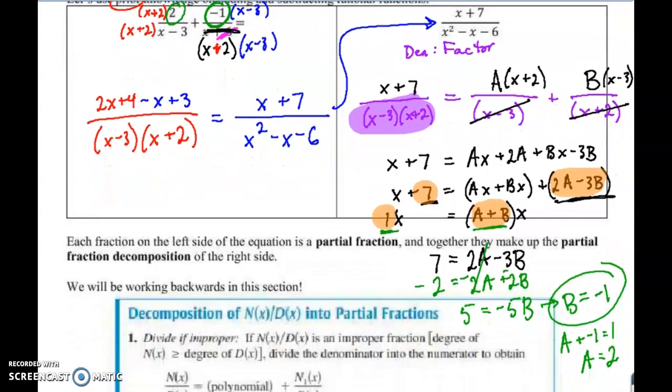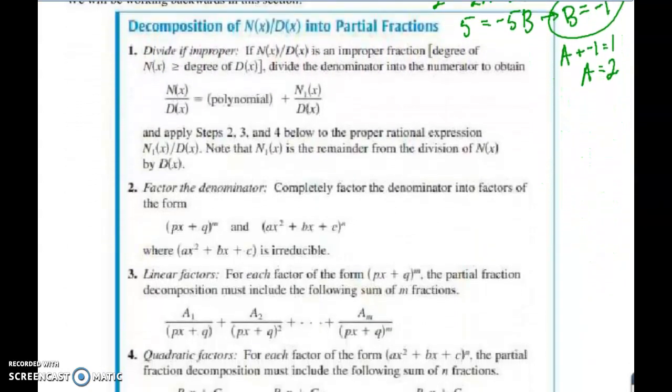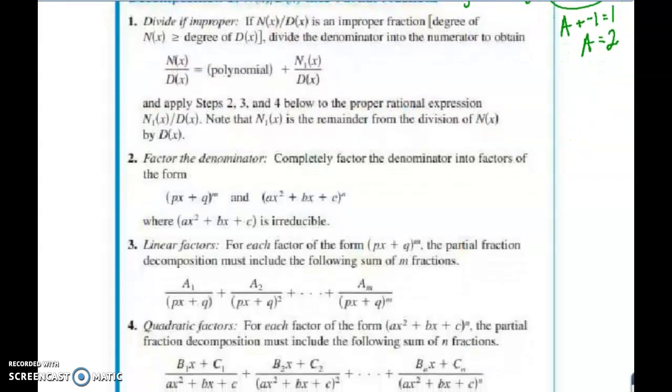So what we're doing is working backwards in this section from what you're probably familiar with and trying to figure out what that answer is. Now notice that this is a step-by-step, I know it's blurry, I'm sorry it's blurry, on how to do the decomposition.